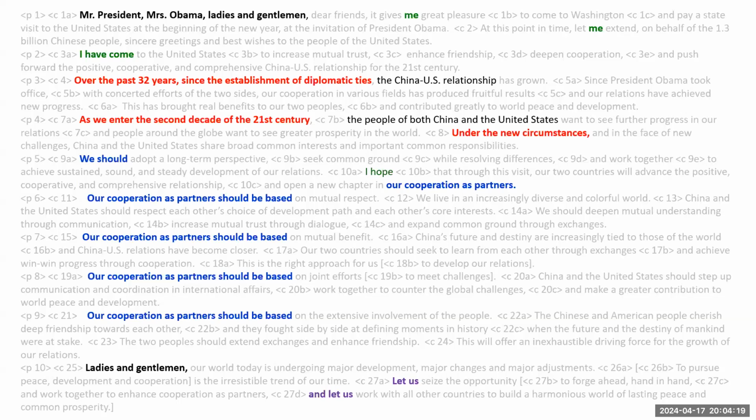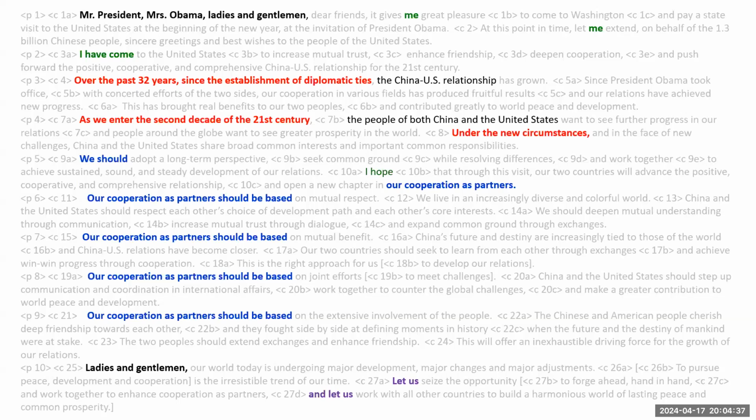We have the first person, which is mentioned at the beginning. We have the "let us," which is at the end. But this was the striking part: "We should... our cooperation as partners." And then it carries on in all of the subsequent paragraphs.